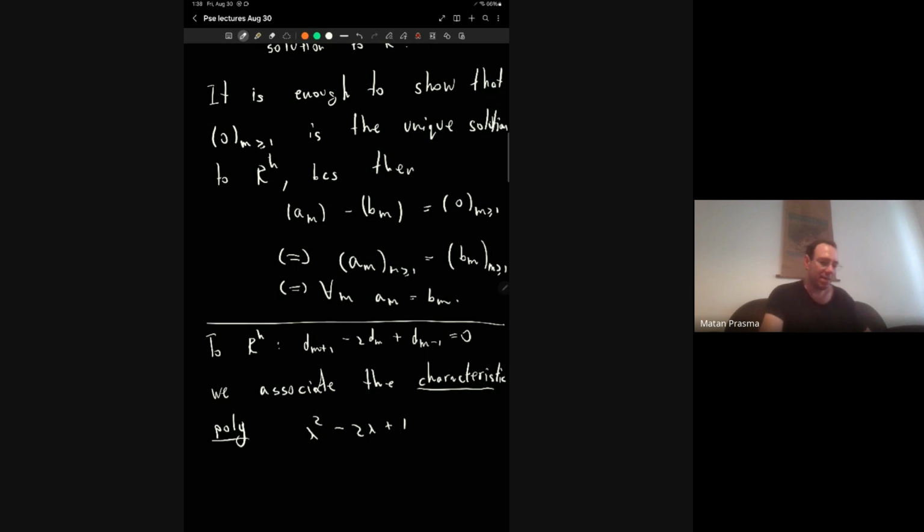Okay. Let's continue. I associate the polynomial lambda squared minus 2 lambda plus 1 equals 0. Of course, this is the same as saying that (lambda minus 1) squared is equal to 0. So we know the roots of this polynomial. There is one root, namely lambda equals 1, and it's a repeated root, or a root of multiplicity 2.